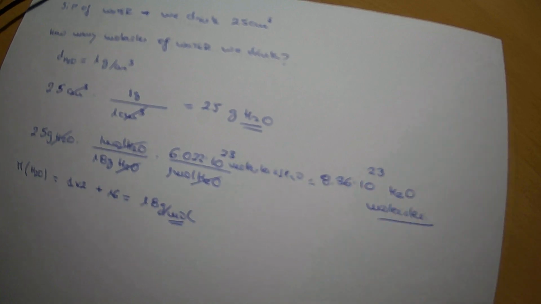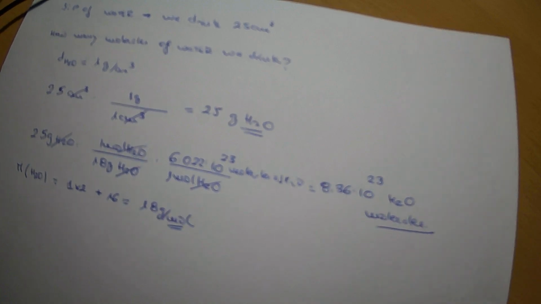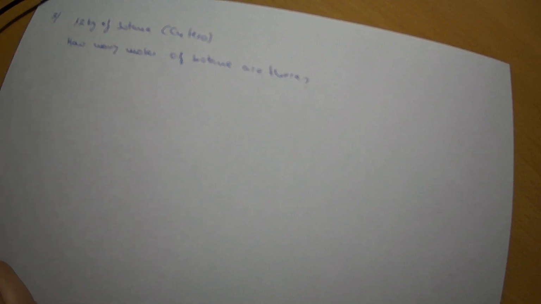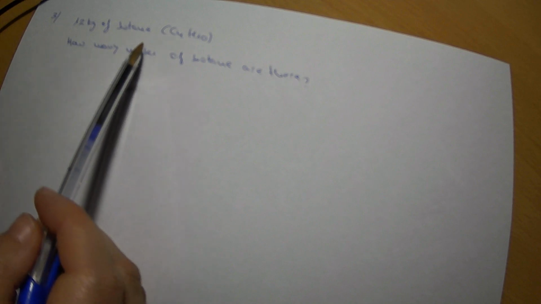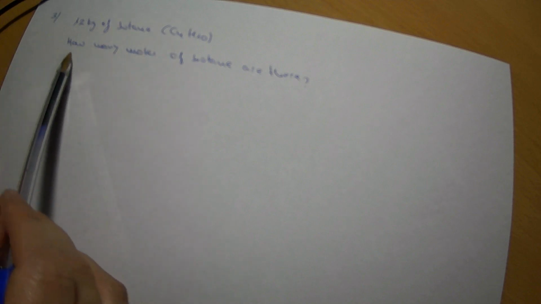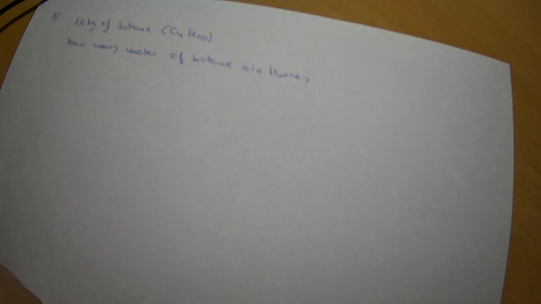And at the end, I'm going to correct the last exercise. In the last exercise, you have 12 kilos of butane. And remember that you don't have to know the molecule or the formula of the butane. This is the reason why I told you. Butane is C4H10. Then, how many moles of butane are there?